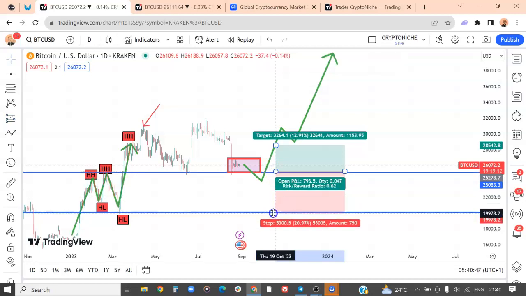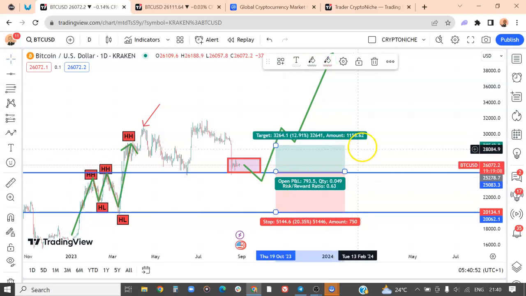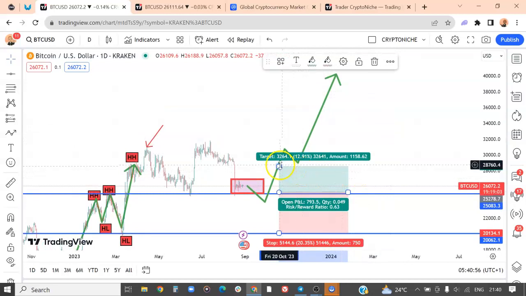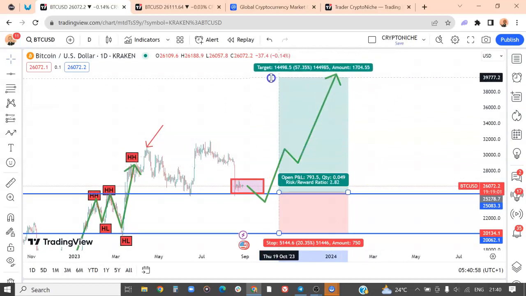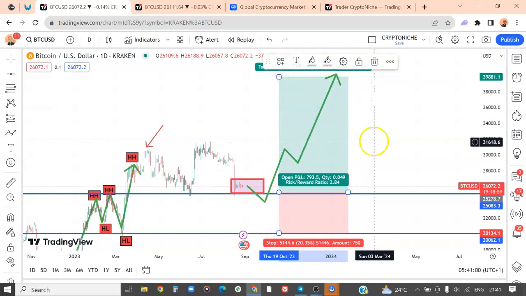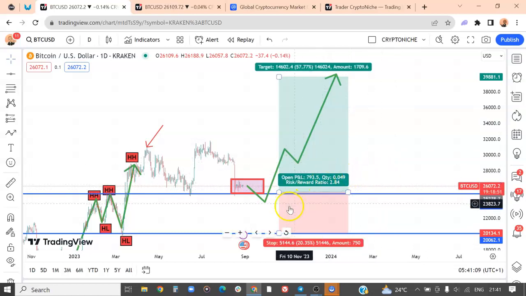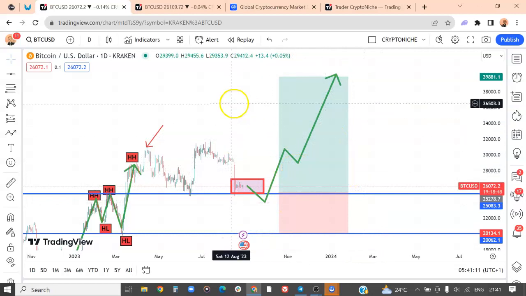Then you have a stop loss right here. Then you have your take profits at this level. So that's it. That's a very cool risk reward, isn't it?